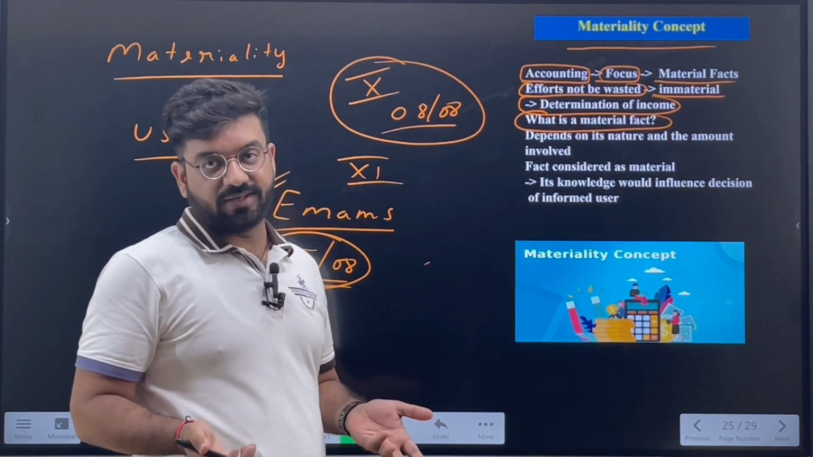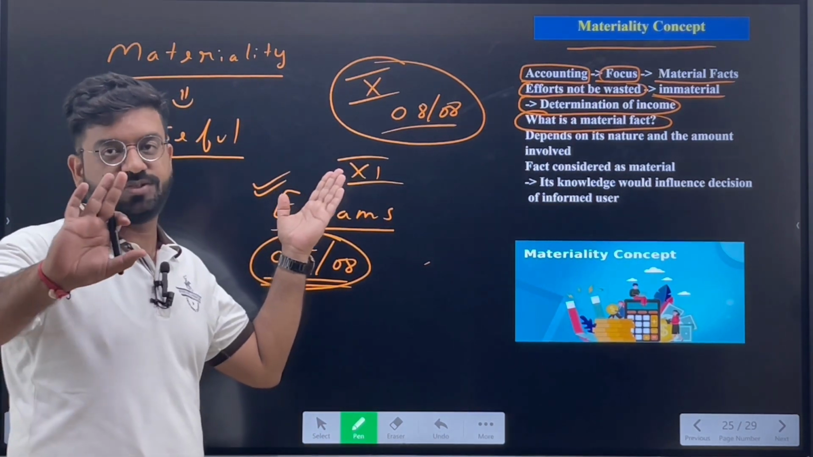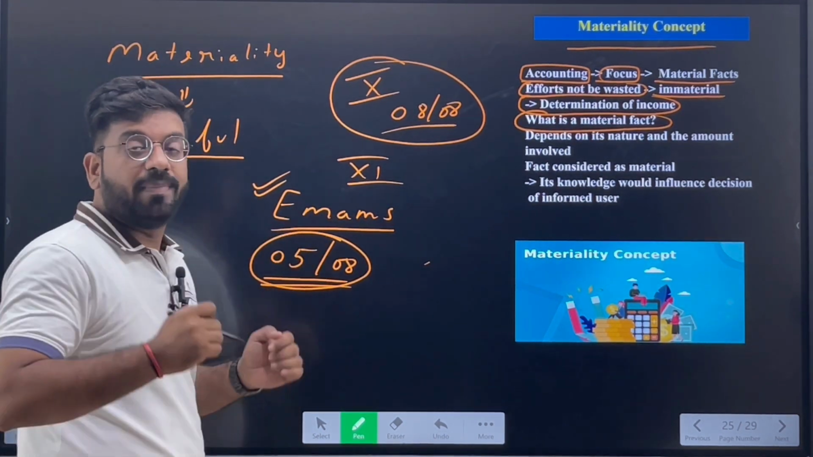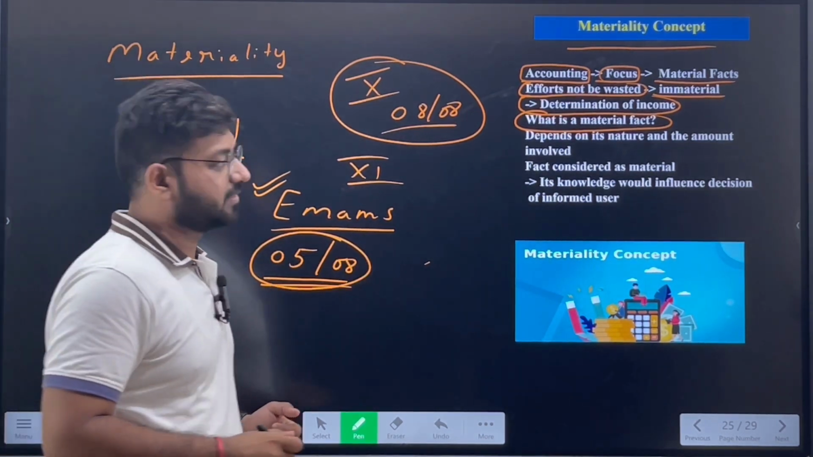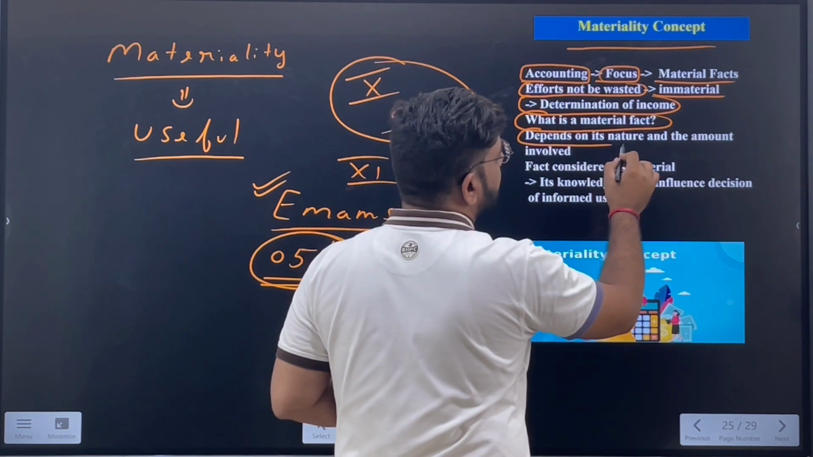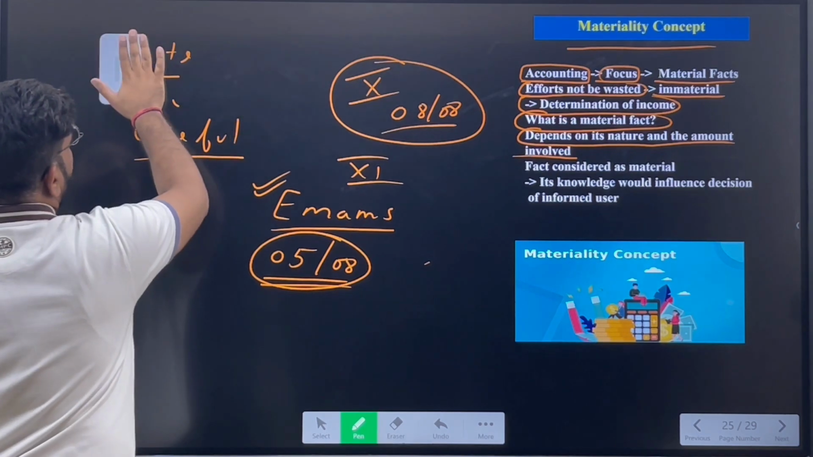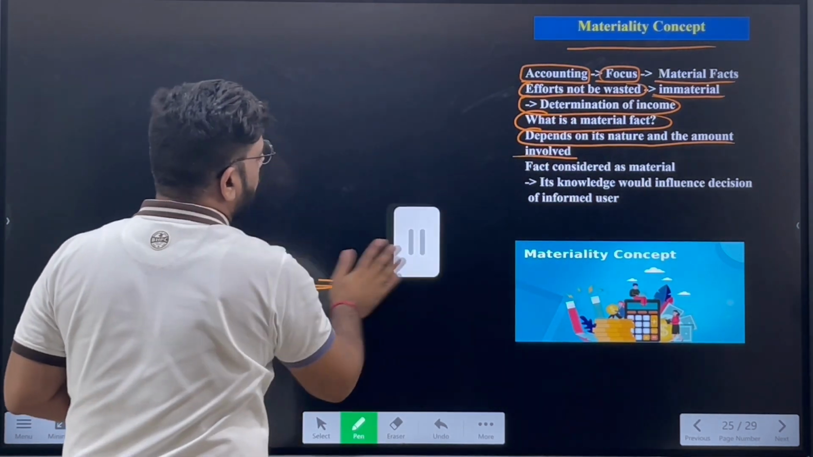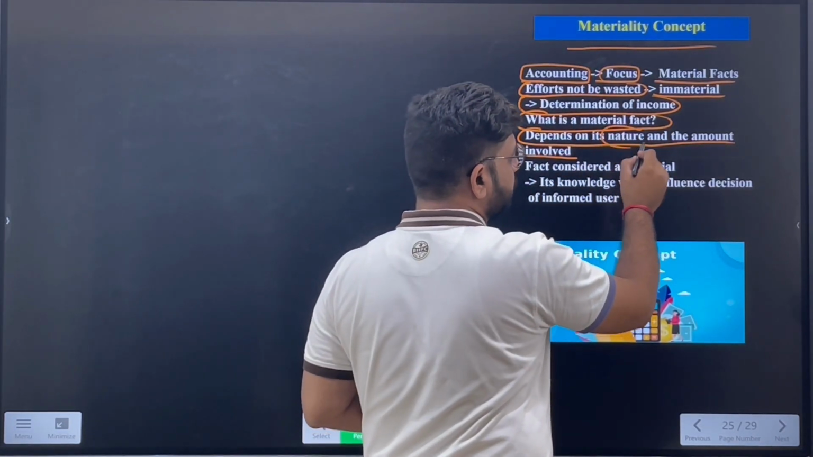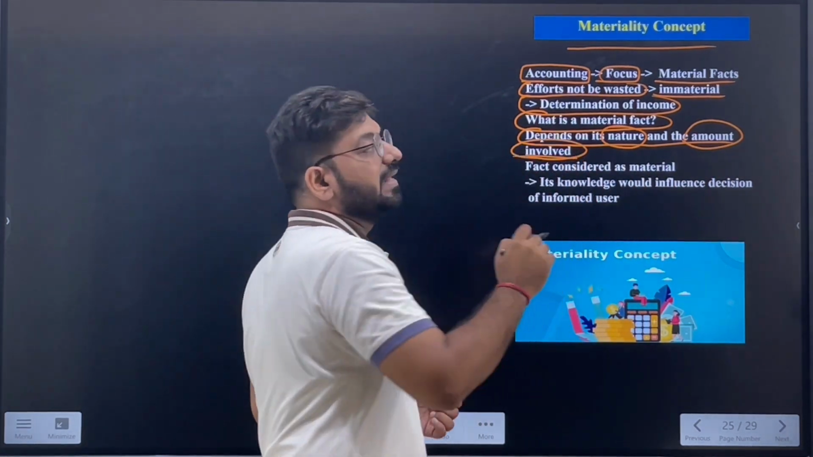So what is the meaning of material? Since you are students, I just gave you an example, but in accounting, what can be the examples? We'll see this. It totally depends upon its nature and the amount involved. If the amount involved is very small, very less, then it is obviously not material. Then a person should not waste time giving information about an item or fact which is not material, where the amount involved is very much less. It should avoid wasting time on it. So it totally depends upon the nature and the amount involved in that fact.